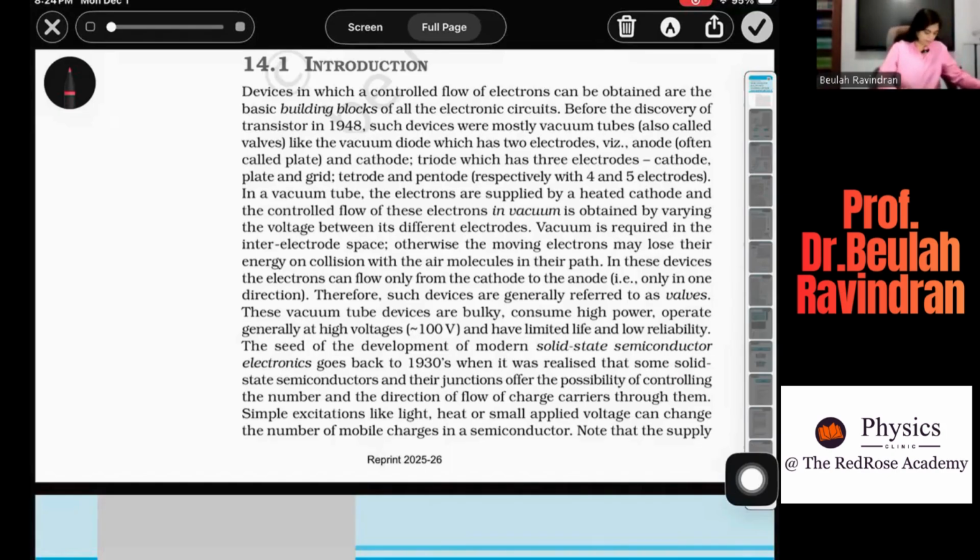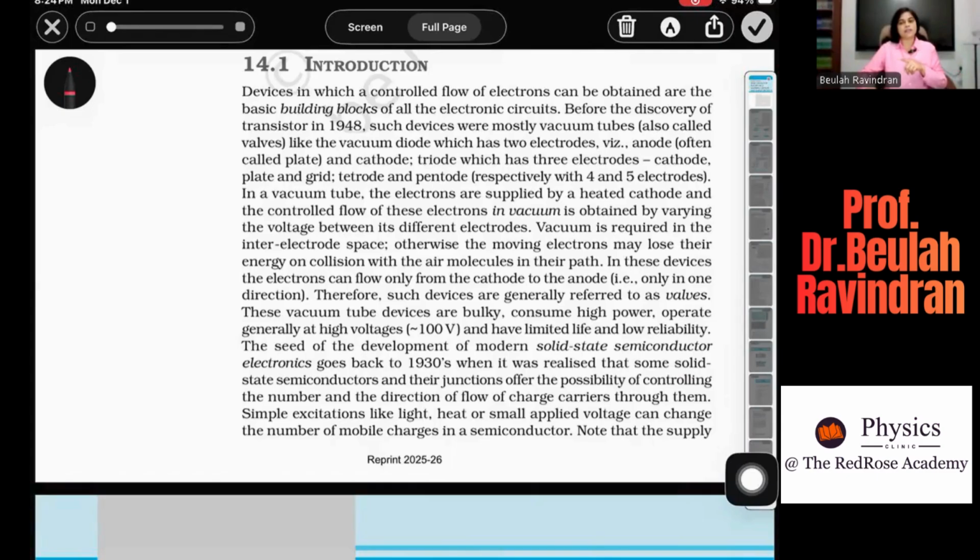Here, before the discovery of transistor, devices such as vacuum diode were used to control the flow of electrons in a circuit, I'm talking about. But these devices were bulky and consumed high power, operated at high voltages, and had limited life and low reliability.